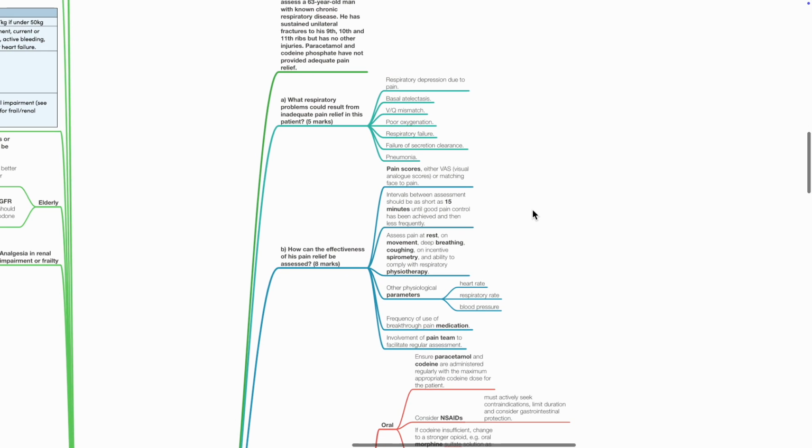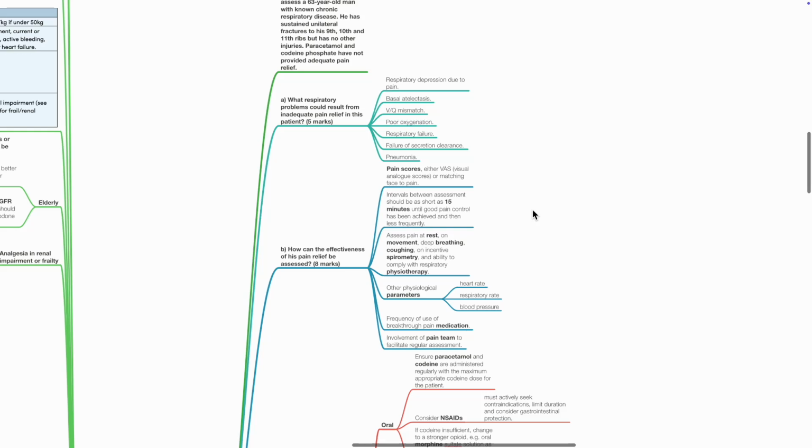B. How can the effectiveness of his pain relief be assessed? Via pain scores, either visual analog scores or matching face to pain. Intervals between assessments should be as short as 15 minutes until good pain control has been achieved, and then less frequently. Assess pain at rest, on movement, deep breathing, coughing, on incentive spirometry, and ability to comply with respiratory physiotherapy.